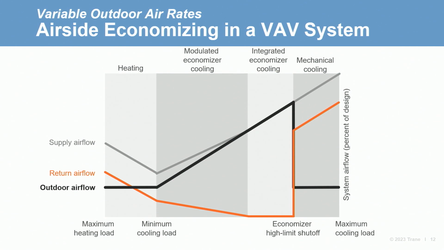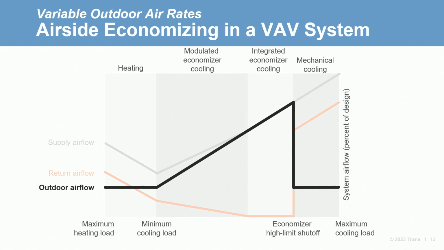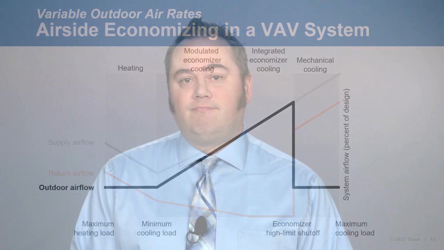When we think about building pressure control and an air relief system, it's important to remember the amount of outdoor air can be variable, in this case due to economizer operation. Therefore, the amount of air leaving the building must also vary to maintain desired building pressure. So that covers the HVAC factors.